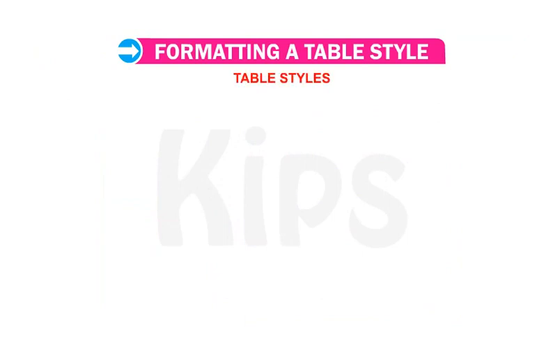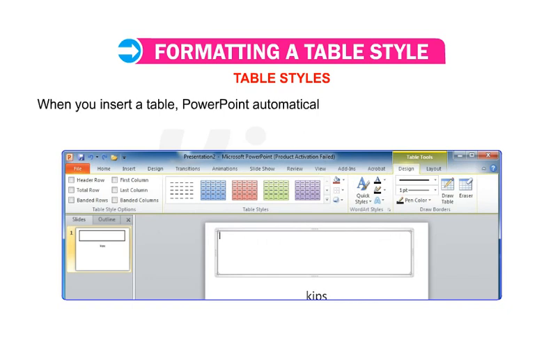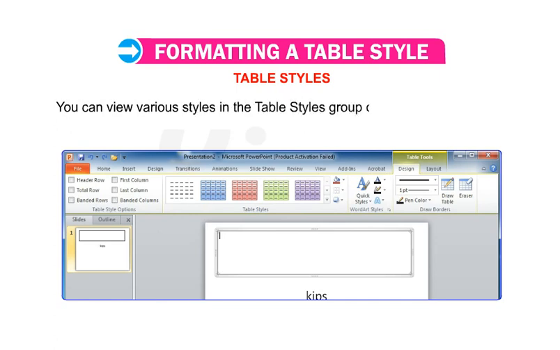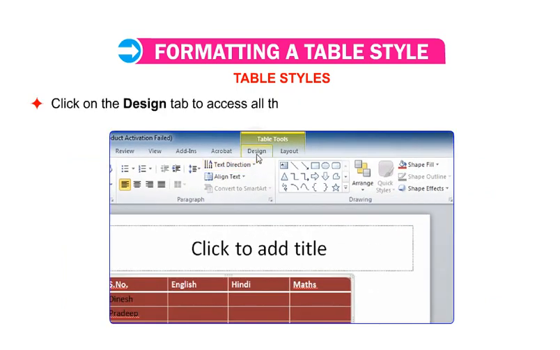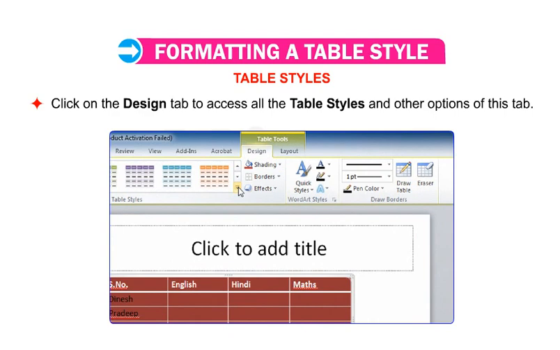Let us understand formatting a table style. First, let me explain table styles. When you insert a table, PowerPoint automatically applies a table style to the table. You can view various styles in the Table Styles group on the Design tab under the Table Tools tab. To apply a table style, first select the table. Click on the Design tab to access all the table styles and other options in this tab.